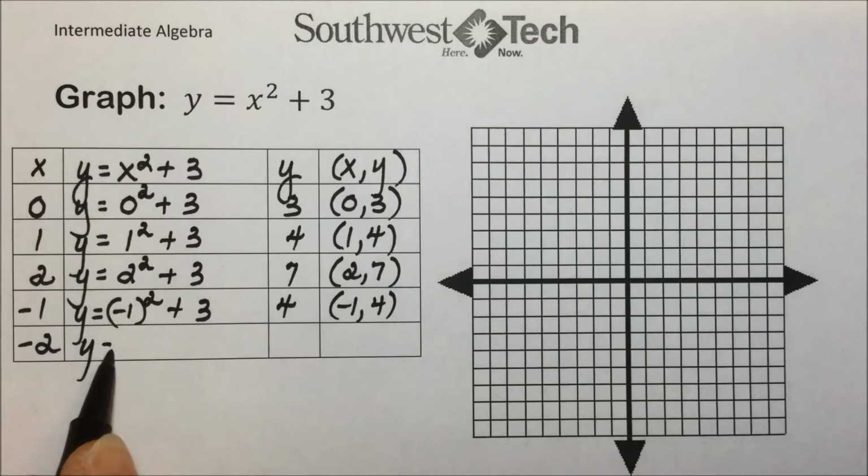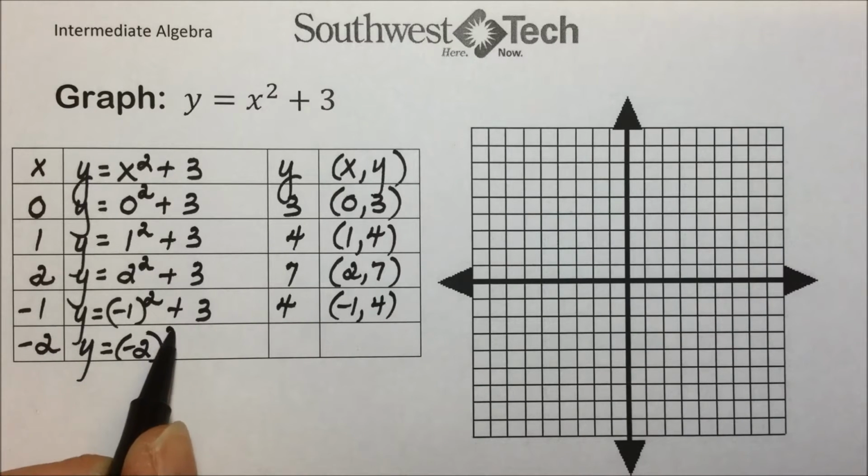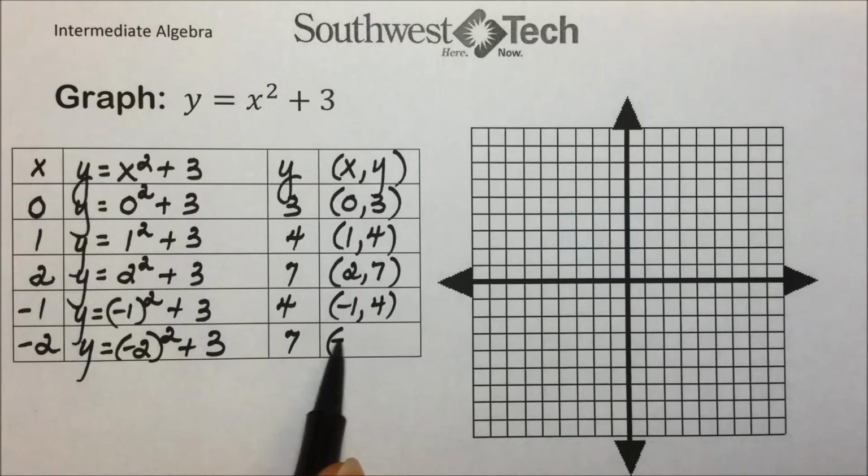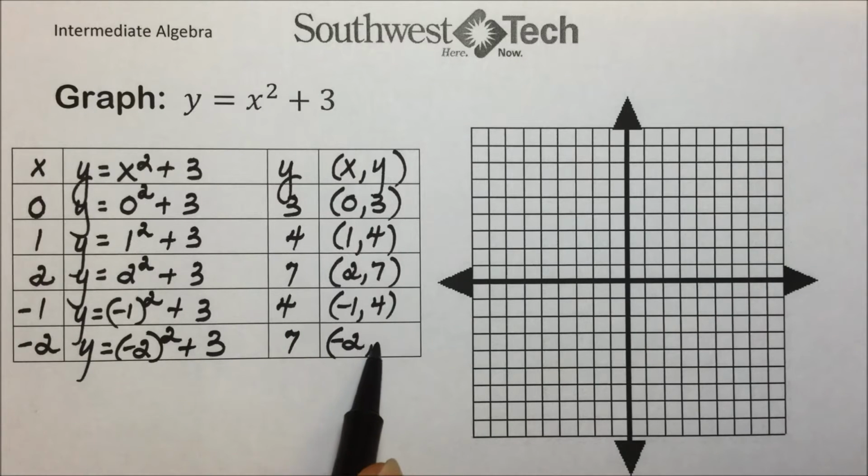And we'll go with one more here. -2 in place of x. When squared is 4. 4 plus 3 is going to give us 7. So we have the point -2, 7 as coordinates of another solution to this equation that makes it true.